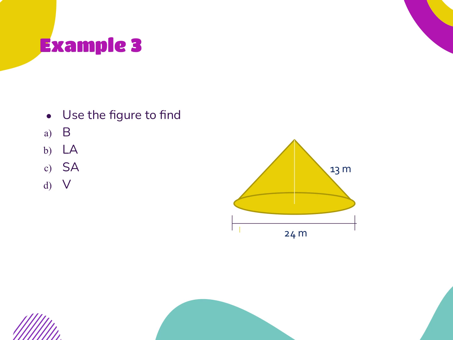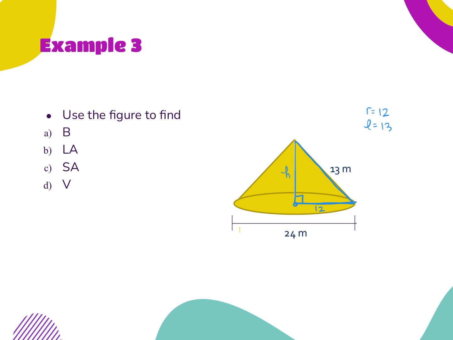Again, we're going to do the same strategies here. We're going to answer all these questions. So if the diameter is 24, I know that the radius is 12. So r equals 12. My slant height is 13. And again, I know that the height, the slant height, and the base here, the radius, is going to be a right triangle. So I can use the Pythagorean theorem.